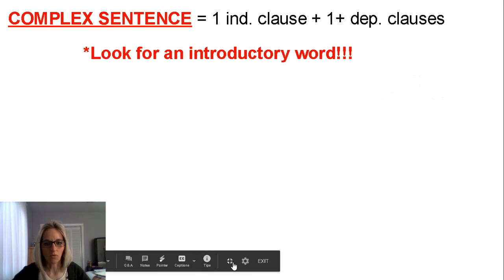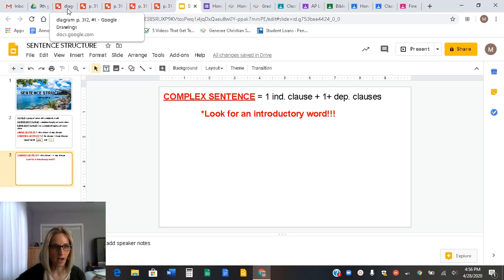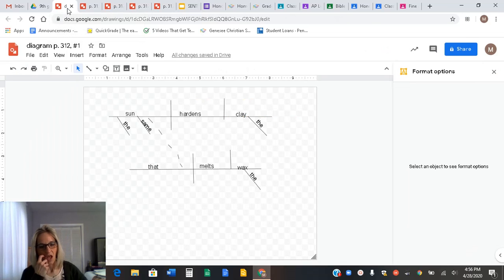All right, so let's look down at the bottom of the page, and we are going to diagram. Let's look at number 1 together. The same sun that melts the wax hardens the clay. So the first thing you should do is put your brackets around your dependent clause. Your dependent clause is that melts the wax, right? Remember, you always diagram your independent clause first. My independent clause is the same sun hardens the clay.